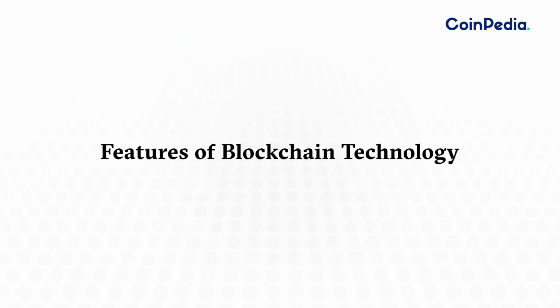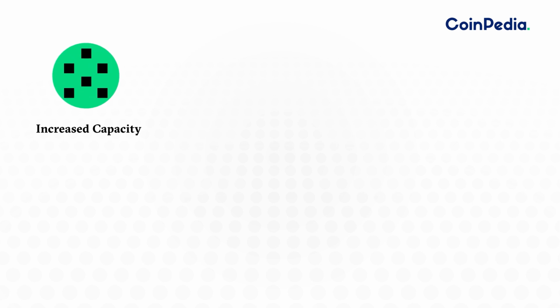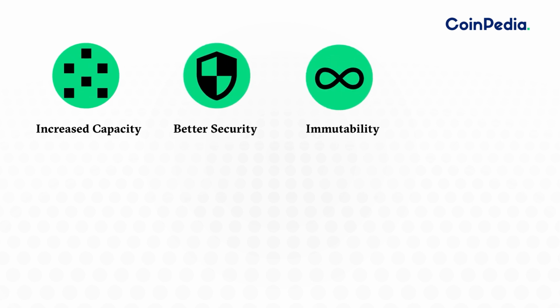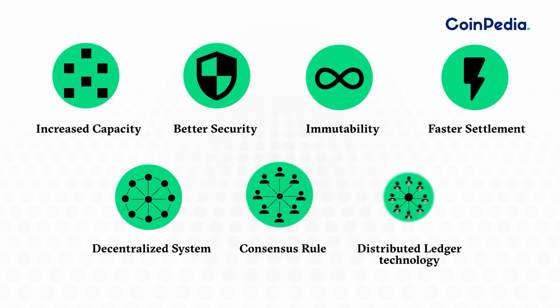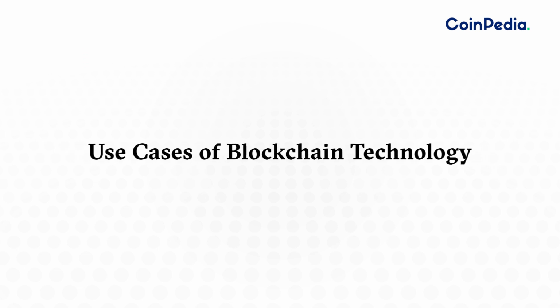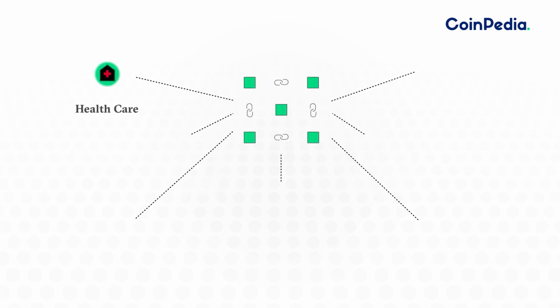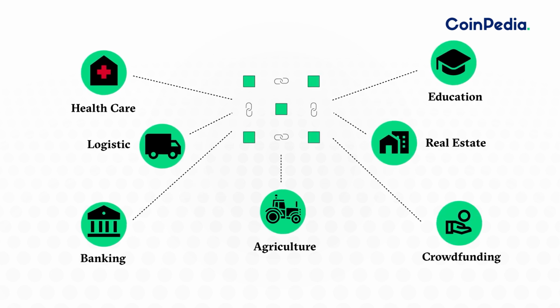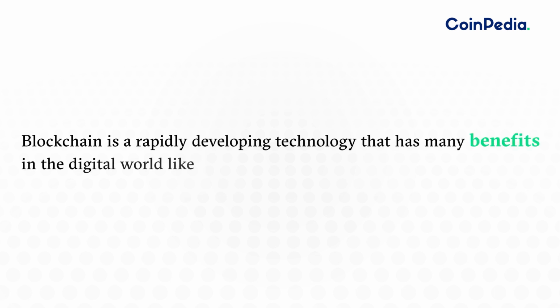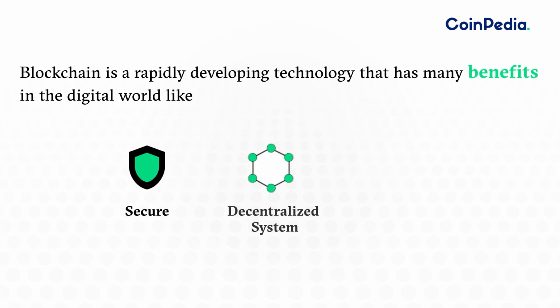Features of blockchain technology are increased capacity, better security, immutability, faster settlement, decentralized system, consensus rule, and distributed ledger technology. Use cases of blockchain technology: healthcare, agriculture, banking, logistics, education, real estate, and crowdfunding. Blockchain is a rapidly developing technology that has many benefits in the digital world, like a highly secure, decentralized system and automation capability.